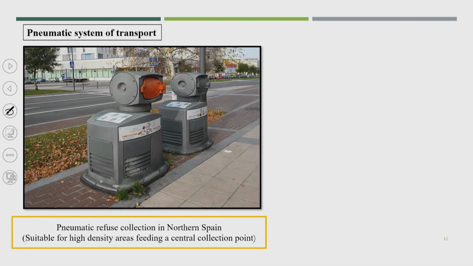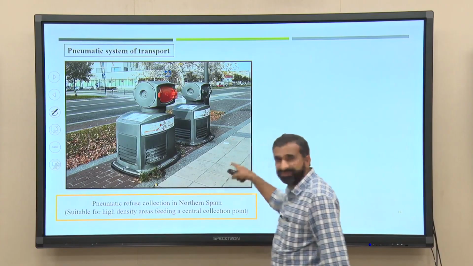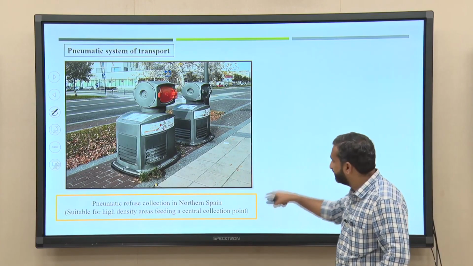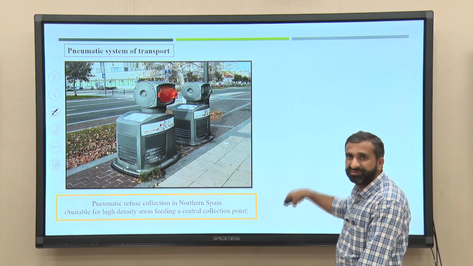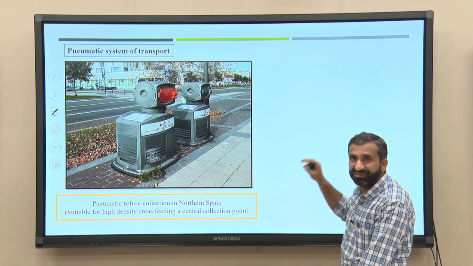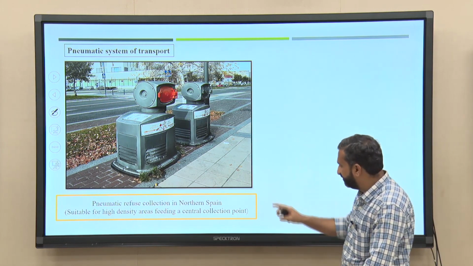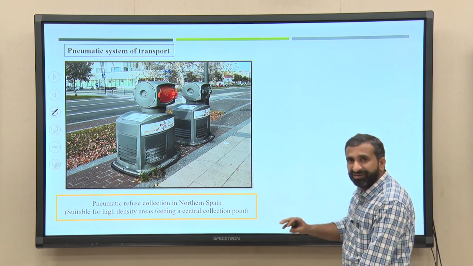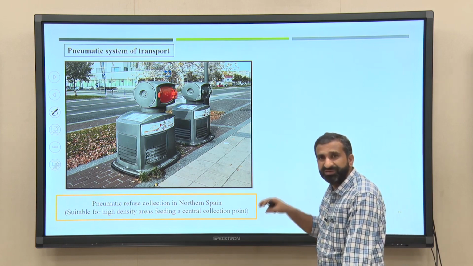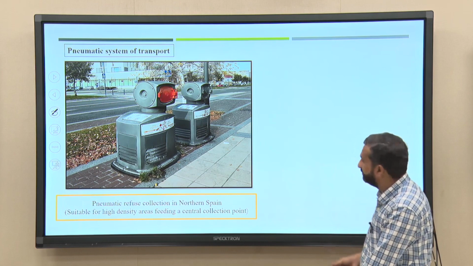I will show you one more photograph, of the pneumatic system of transportation. In this pneumatic system there are pipes inside the earth, and through these pipes the waste is getting transported. It is a pneumatic system, and by maintaining the proper vacuum the waste is getting transported.